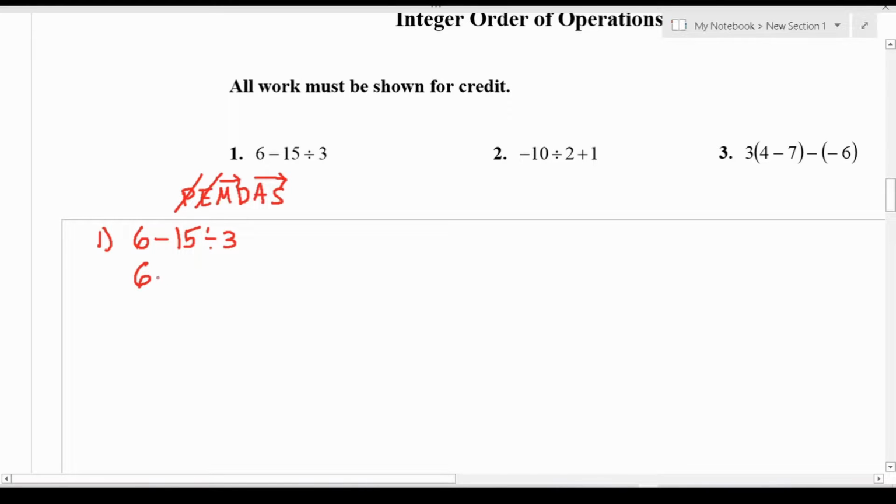So this is going to be 6 minus, and then I'm going to work this out, 15 divided by 3, which is going to be 5. So I've worked out division. There's no multiplication. And now I'm just looking for addition and subtraction. There's no addition, so the final thing I'm going to work out is going to be subtraction. 6 minus 5 is just 1.